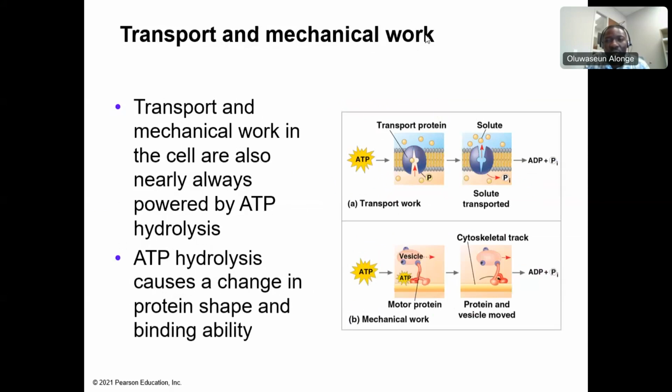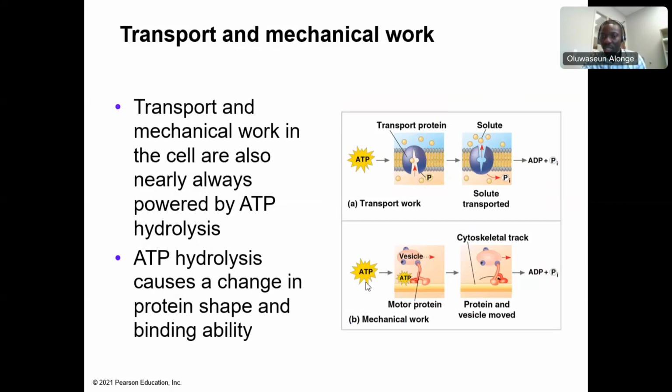Now, look at this, transport and mechanical work. For this to be done, again, ATP needs to be broken down. ATP needs to be hydrolyzed. Now, see, when ATP is hydrolyzed, phosphate is going to be added to this protein. When this protein receives phosphate, it's going to open. And then it's going to carry molecules that it should carry. And then you see it opens up here again and transports it. That is because ATP is available.